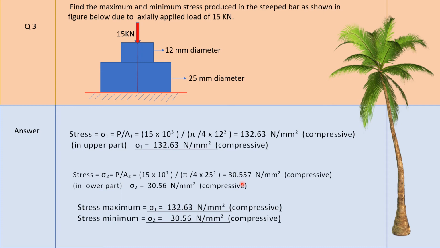Now here, if the third digit is greater than 5 and we want to write it in 2 digits, then we increase 1 digit here and we can write it as 6 Newton per mm square. If the third digit is smaller than 5, that is 1, 2 or 3, then we will write the answer as 30.55 only. So here I'm writing the answer. This is called rounding of the digit. So this is 30.56 Newton per mm square and compressive.